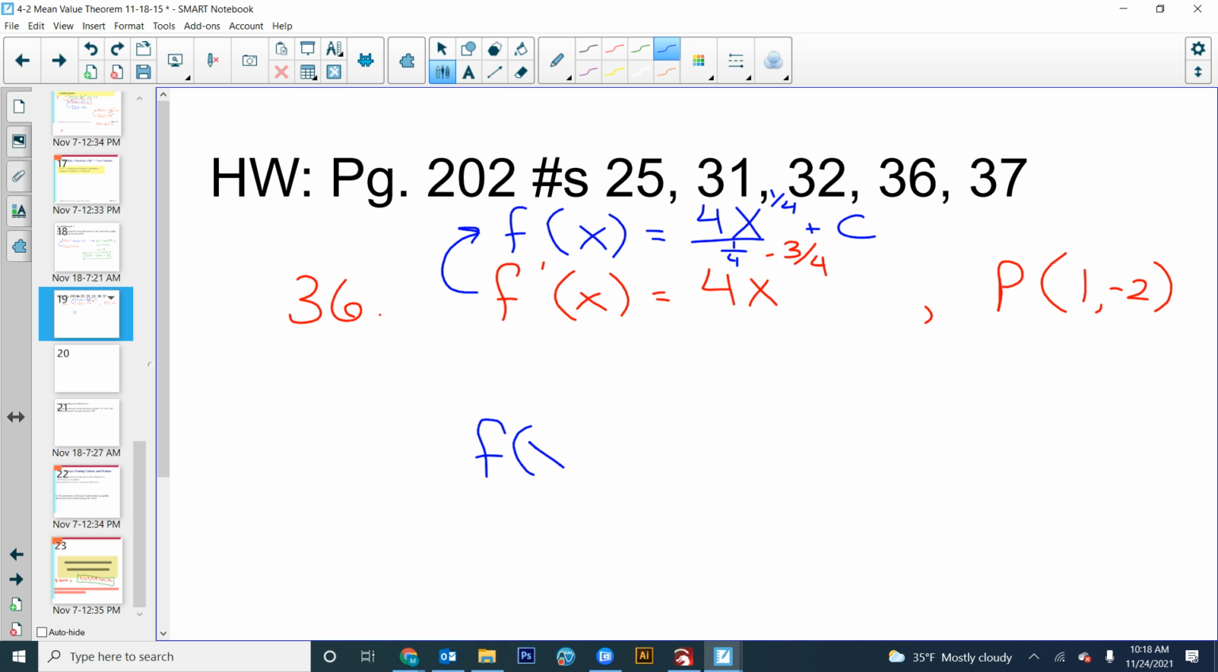So we have f of x. How many times is 1/4 going to 4? 16. Four. Let's check it. How can we check it? Take the derivative. What's a 4th times 16? 4. Beautiful. X to the negative 3/4. Plug in negative 2, 1.